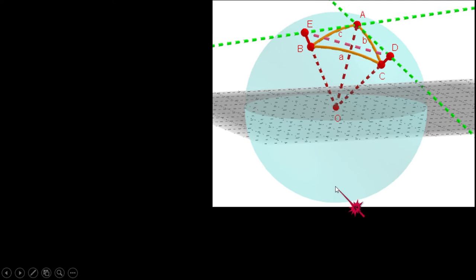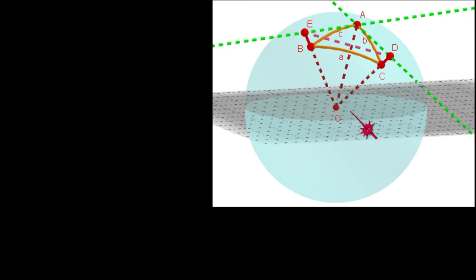Now I am going to discuss the spherical triangle. Dear audience, the figure bounded by three arcs on the surface of the sphere is known as the spherical triangle. Here ABC is a spherical triangle, because the three arcs AB, BC, and AC bound this triangle on the surface of the sphere. So ABC is the spherical triangle.